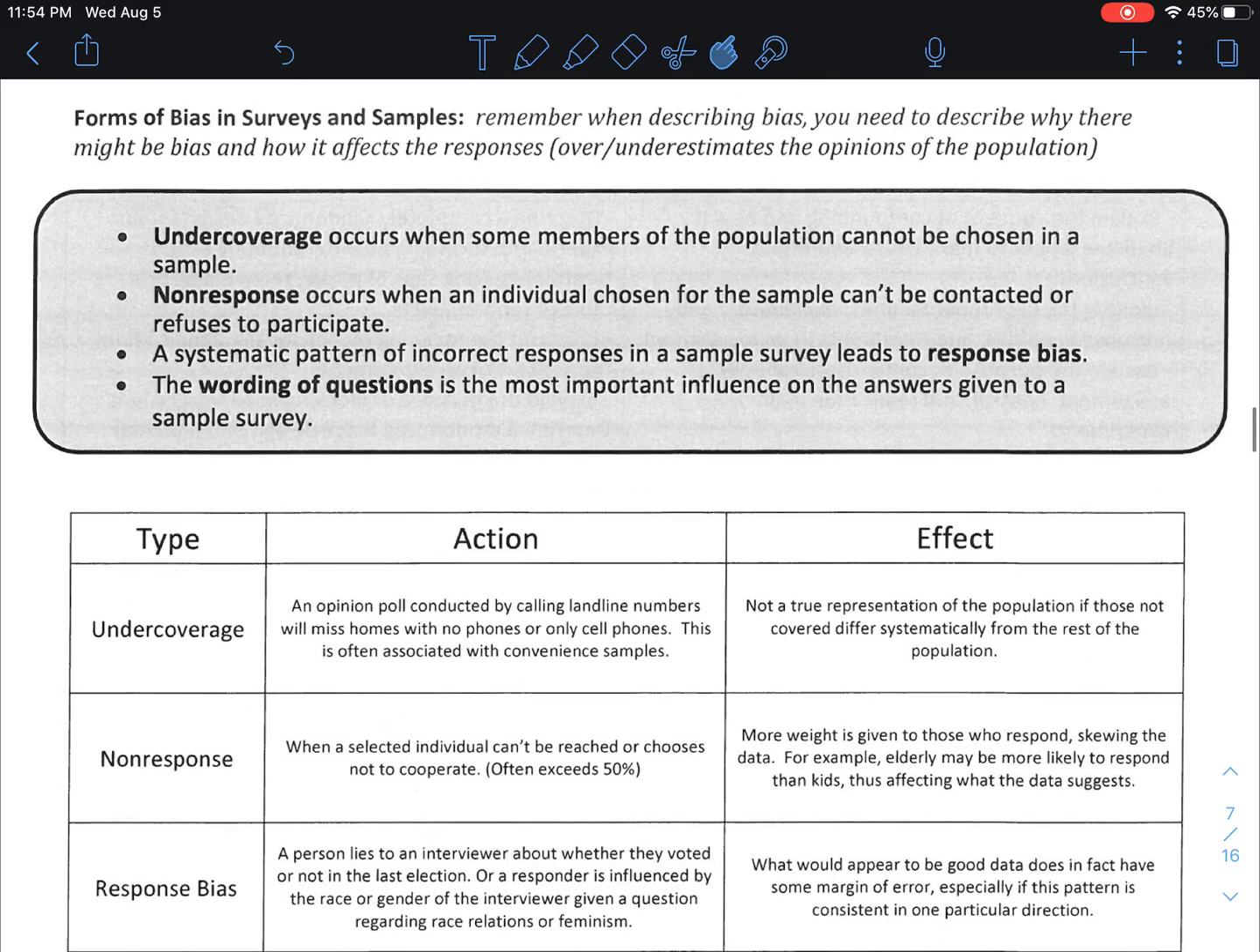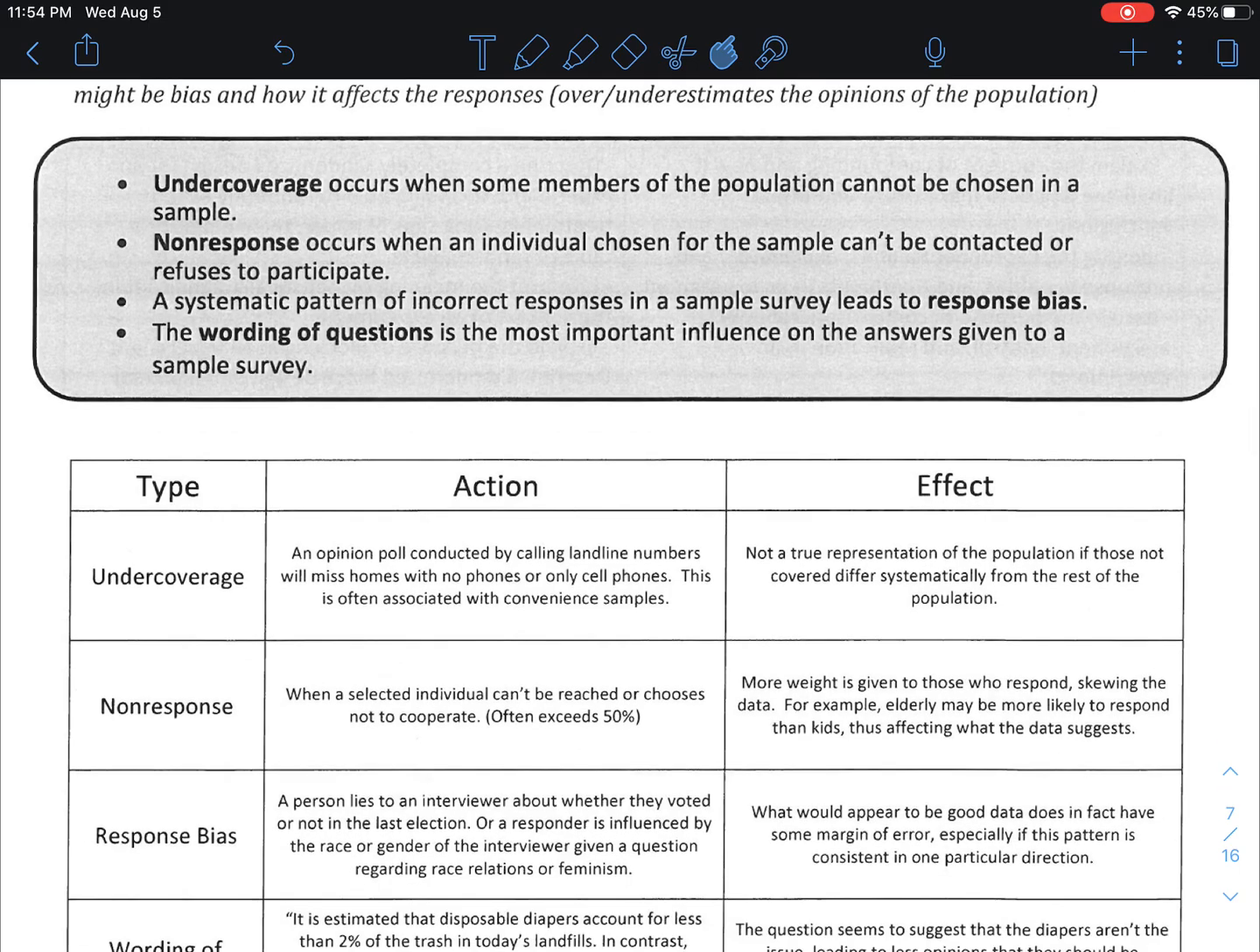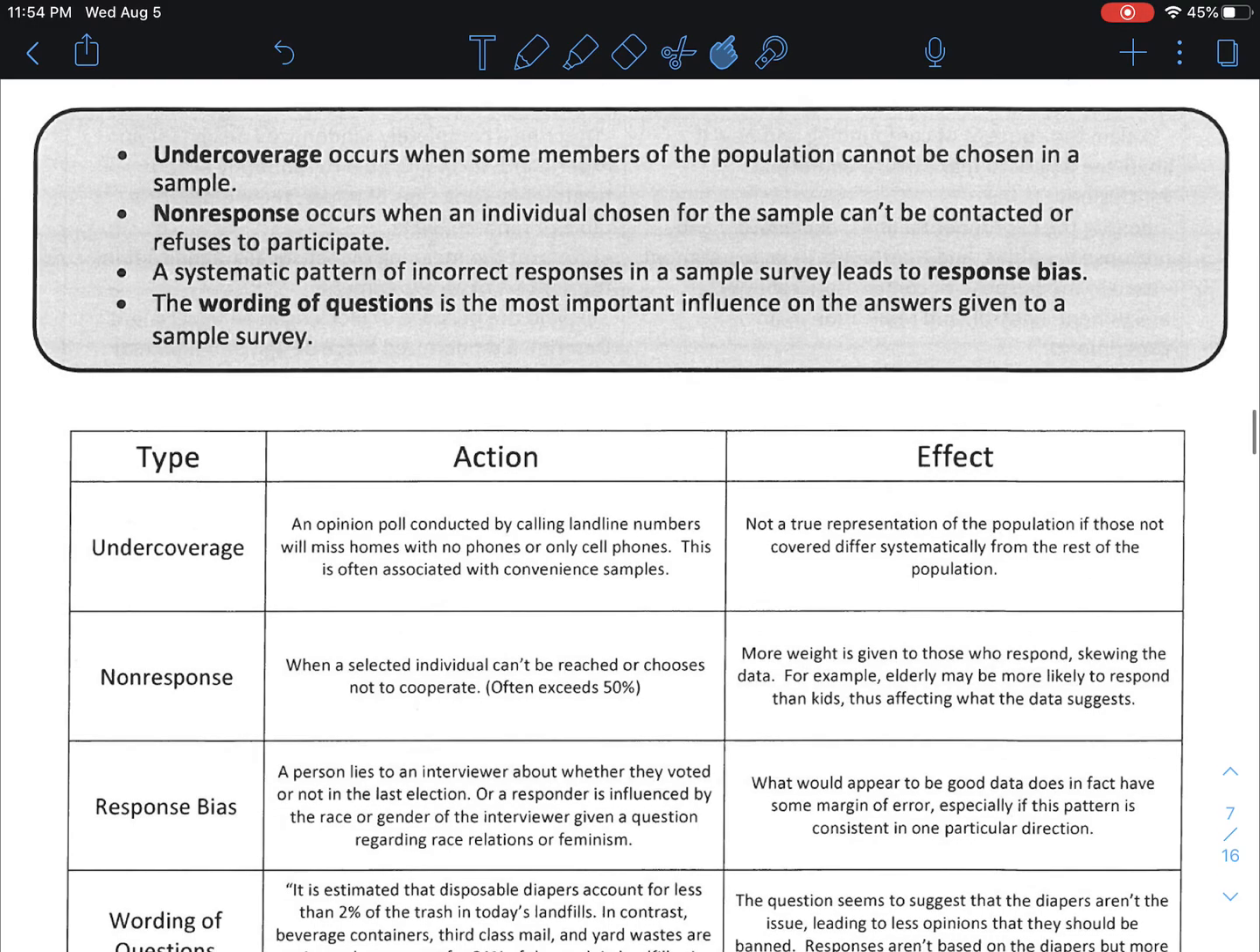That's response bias. And then this comes up every once in a while. It is super important, but it doesn't probably get asked as much as the other ones. The wording of questions is really important in terms of influencing the answers given to a sample survey. If I tell you that doing your homework is going to cure cancer, do you think homework should have a high percentage of your grade? Well, you're like, shoot, if this thing cures cancer, you might want to make a high percentage because then people are going to do it, right? So the way I worded it influences your opinion.